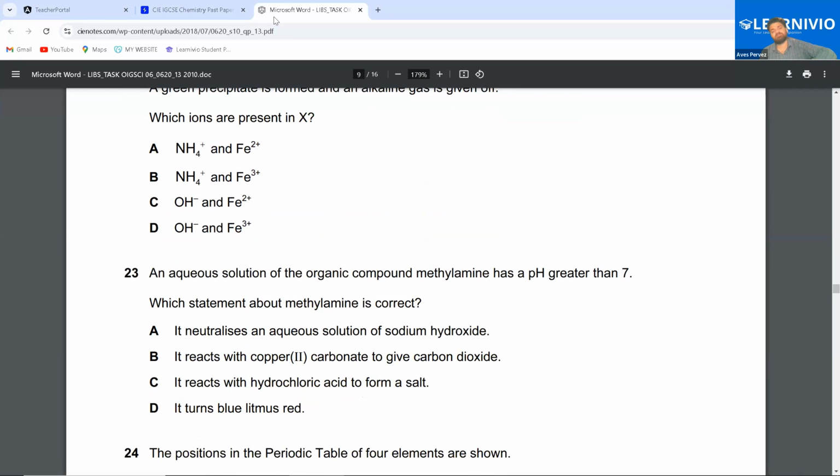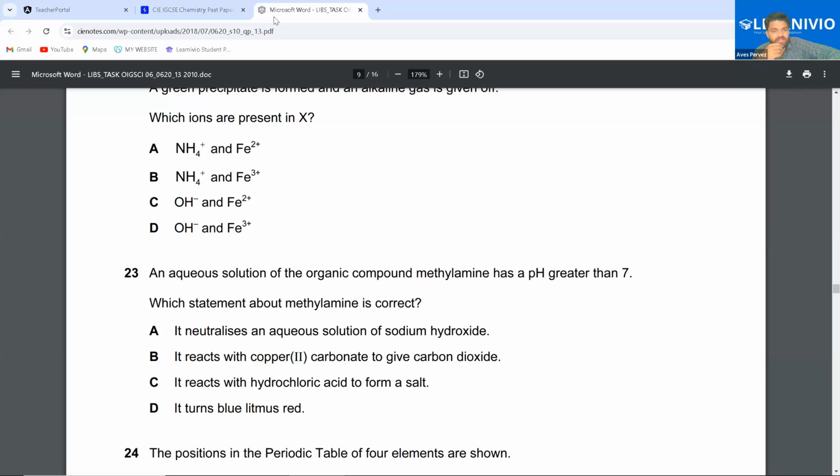Question number 23. Aqueous solution of the organic compound methylamine has a pH greater than 7. Which statement about methylamine is correct? No, I don't think it is there. The aqueous solution of methylamine has a pH greater than 7.